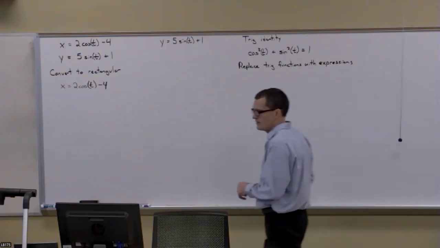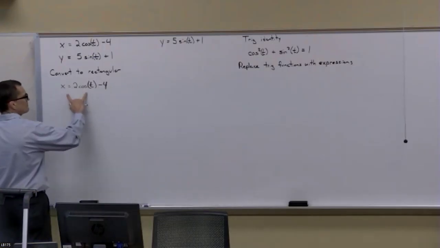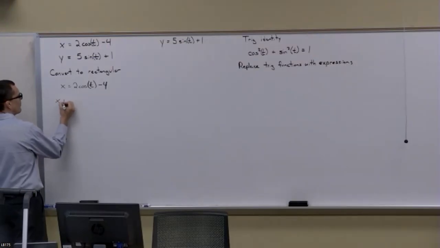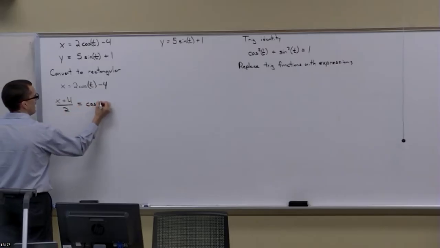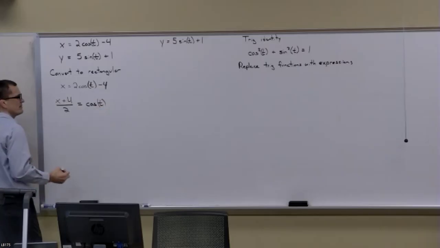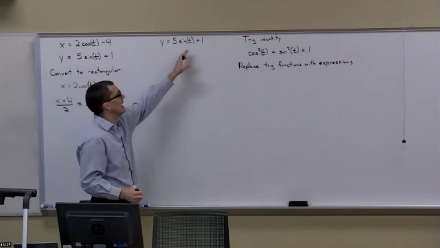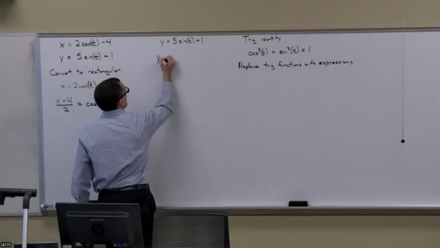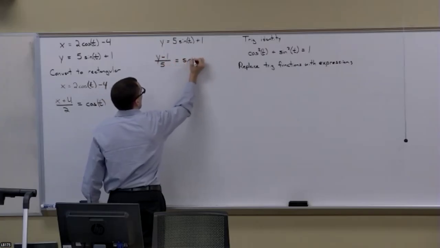All right, so people are doing well on this. When we solve this for cosine, I'm just going to do it all in one step. I add 4 and then divide by 2. So I get that as the cosine of t. When I solve for sine on this one, I would subtract 1 and then divide by 5. So that is the sine of t.